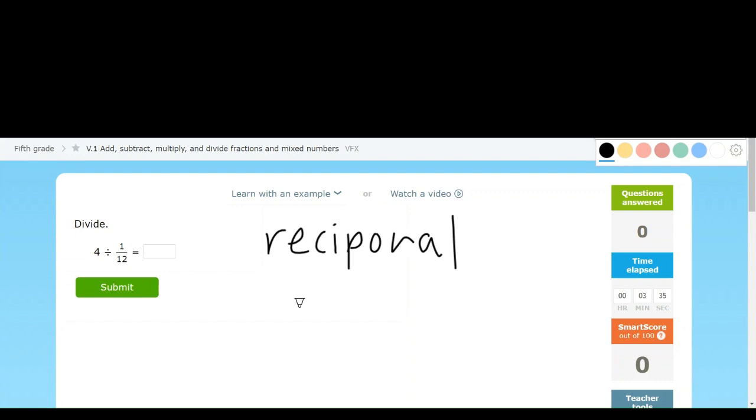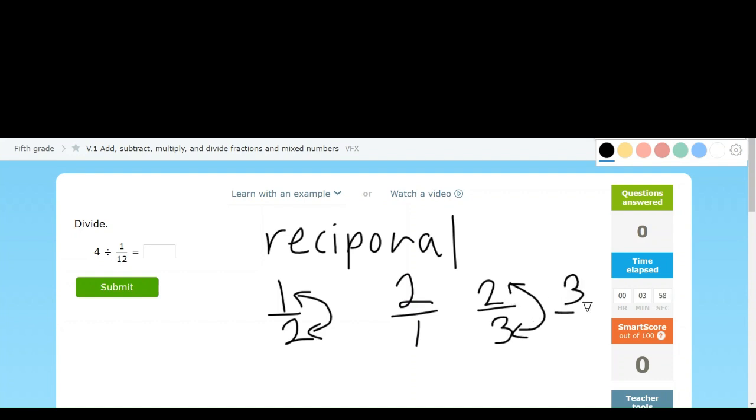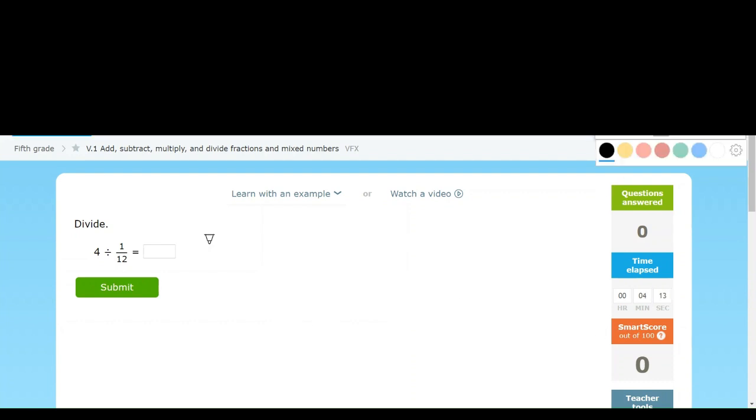A reciprocal basically means you have a fraction. Let's take 1/2, for example. You just swap the top and the bottom of the fraction. So the reciprocal of 1/2 would be 2 over 1. If we have 2 over 3, the reciprocal, once we swap them, will be 3 over 2. So when we divide with fractions, we just multiply by the reciprocal.